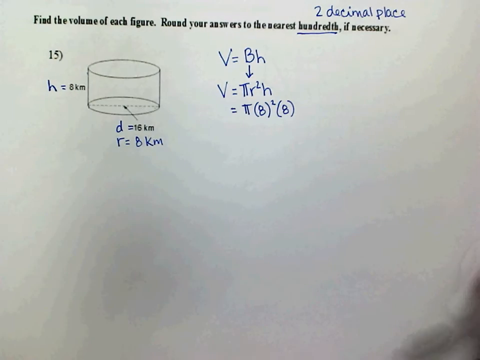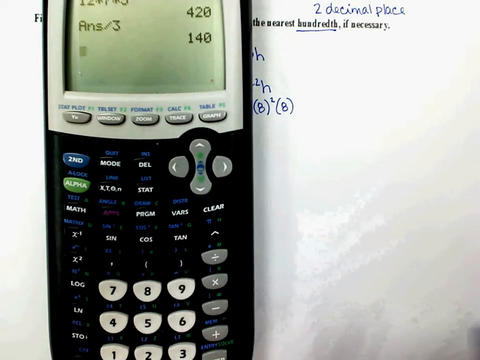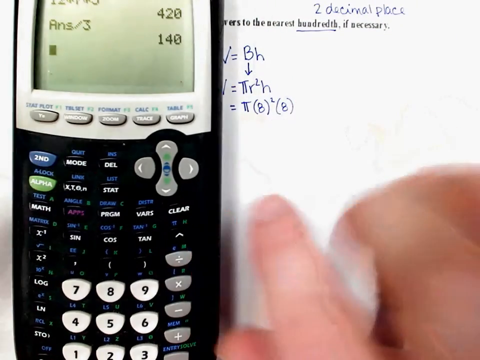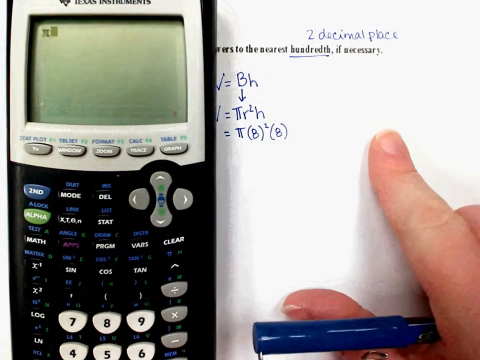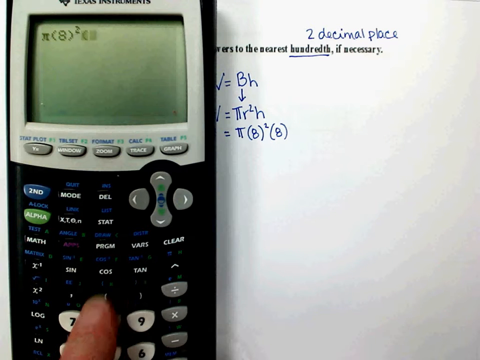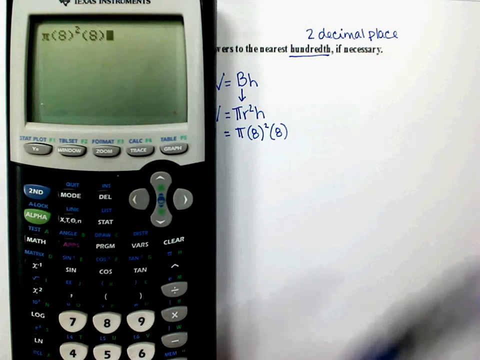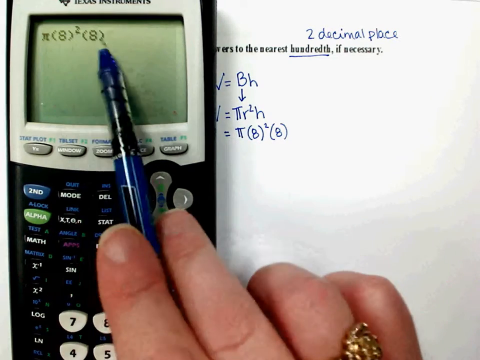So when I put that in my calculator, I'm going to use the pi button, not 3.14. I'm going to go second with the caret key to get the pi on the screen. And then I can put the 8 for the radius in parentheses and press x squared, which squares it, and then I can put the second 8 in parentheses. So I'm writing it just like I did here on my calculator, and that means all multiplication.